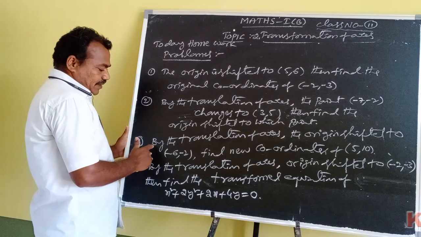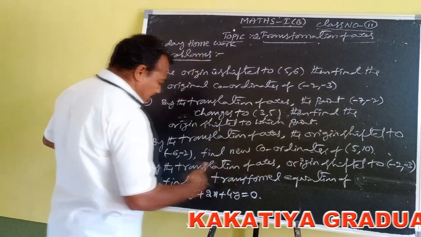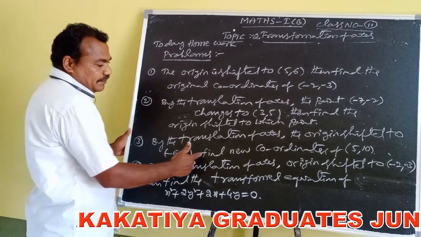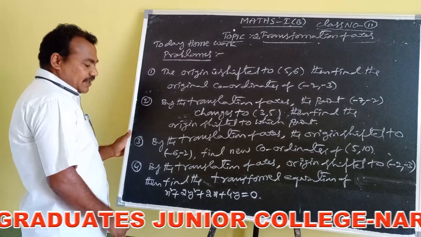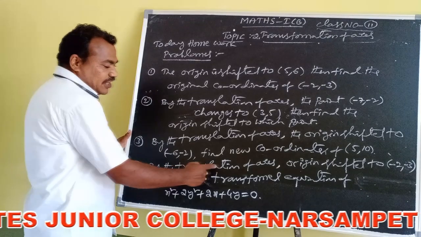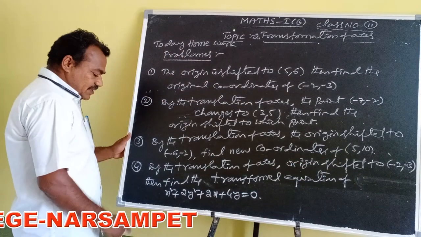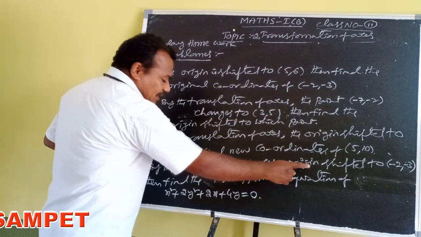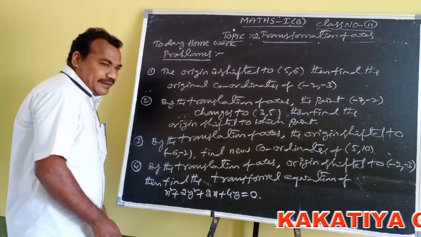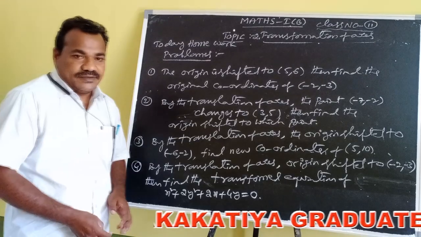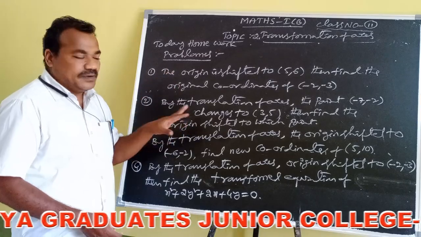And the third one: by the translation of axes, the origin is shifted to (-6, -2). Find the new coordinates of (5, 10). And the next: by the translation of axes, the origin is shifted to (-2, -3). Then find the transformed equation of x² + 2y² + 2x + 4y = 0. Yes students, by using the concept, you must do these problems.